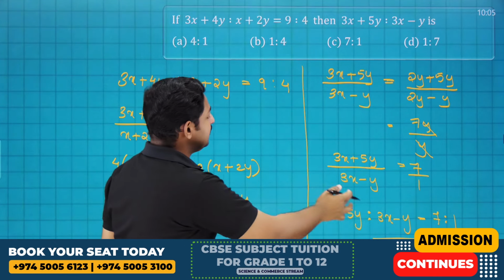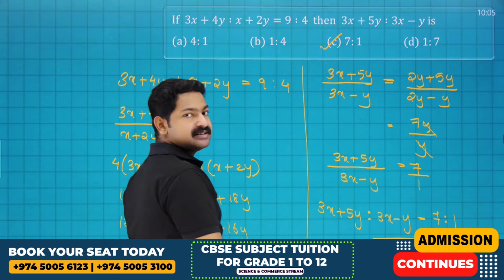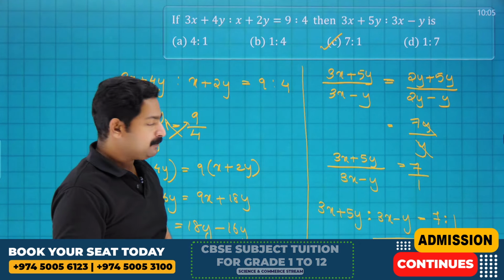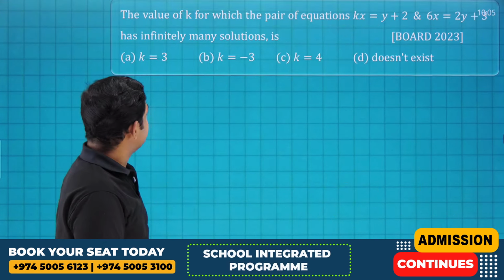So which is the answer? 7 is to 1 is the answer. That is option C, the correct answer. Okay, move on to the next question.